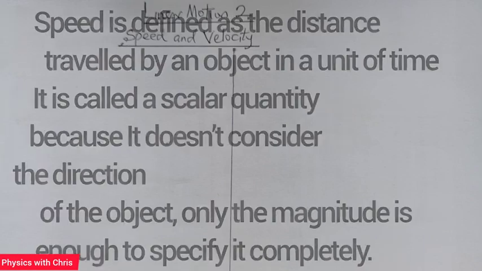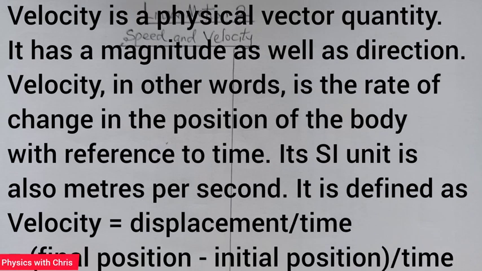Velocity, on the other hand, is a vector quantity because it has magnitude as well as direction. Velocity, in other words, is the rate of change of the position of a body with reference to time. Its SI unit is meters per second. You can also express velocity in kilometers per hour. Now let's come back to look at these two different physical quantities carefully and critically.